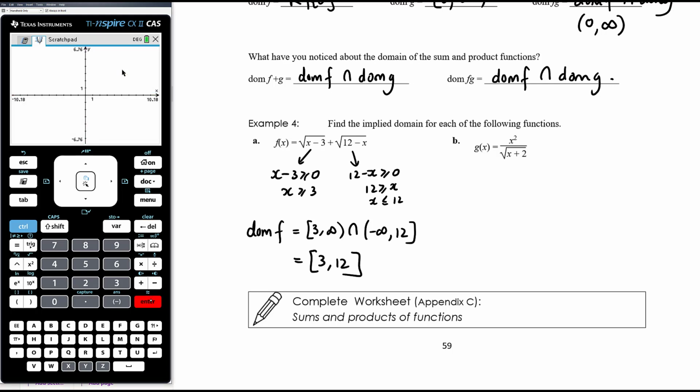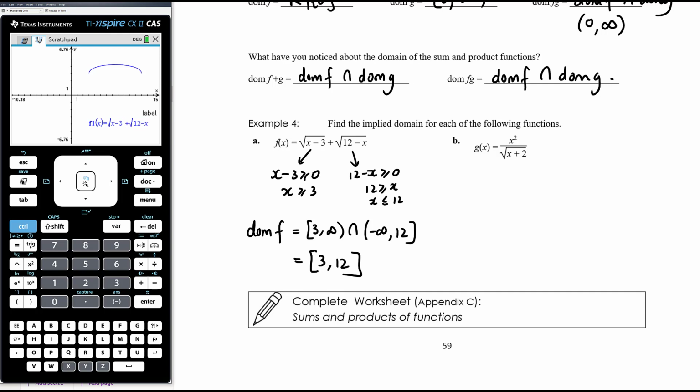Again, let's have a quick look at this graph to confirm that. So if we have a look at the square root of x minus 3 plus the square root of 12 minus x, we do indeed, let's just change that. We do indeed only see a graph happening between 3 and 12.